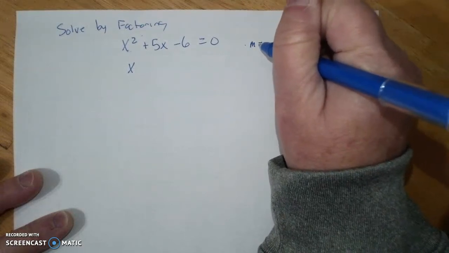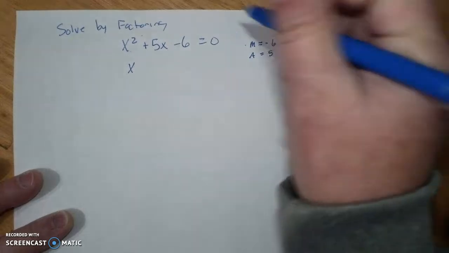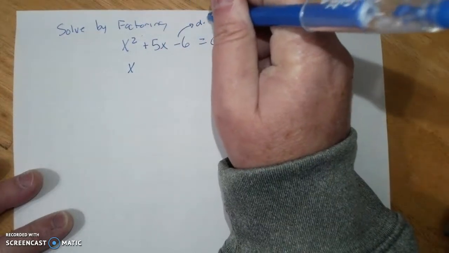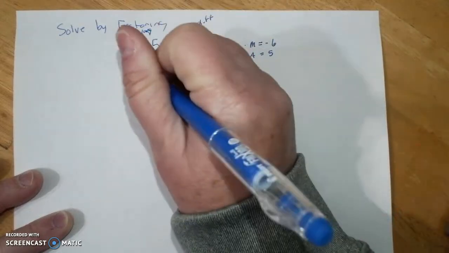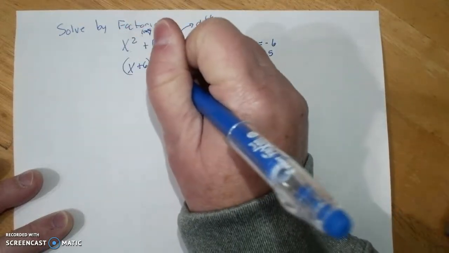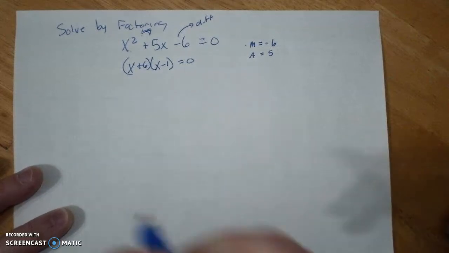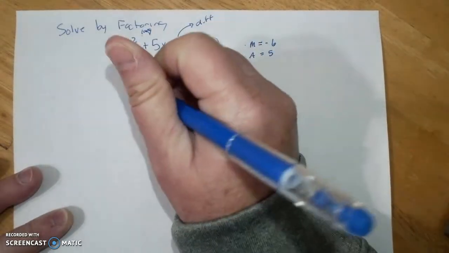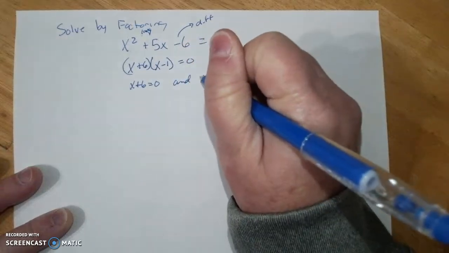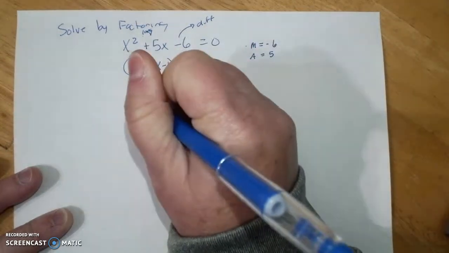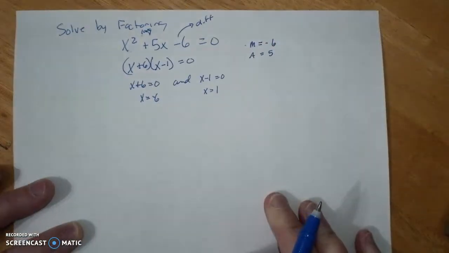Multiple of -6, addition to 5. These are different. This is large. And so I have x plus 6 and x minus 1 equals 0. And then to solve for x, I say x plus 6 equals 0 and x minus 1 equals 0. X equals -6, x equals 1.